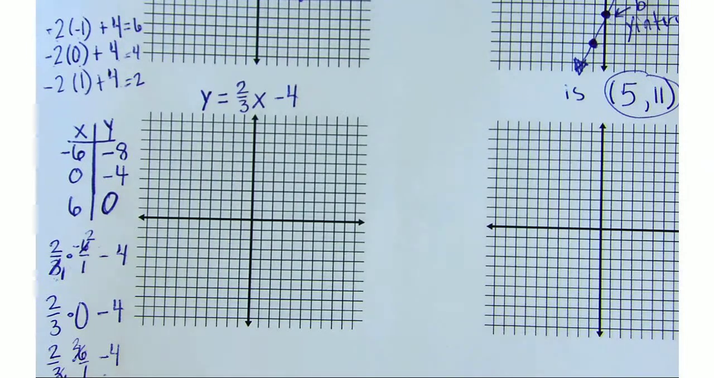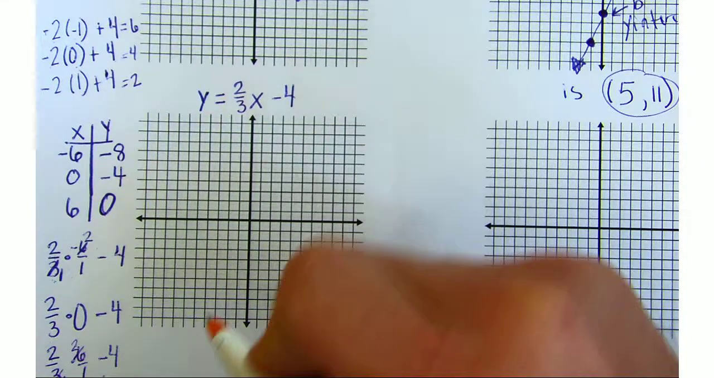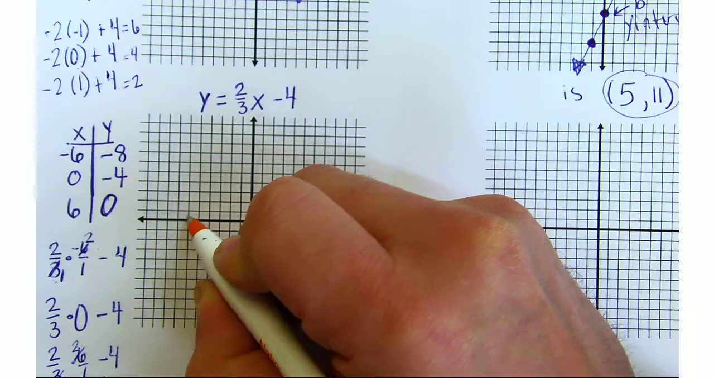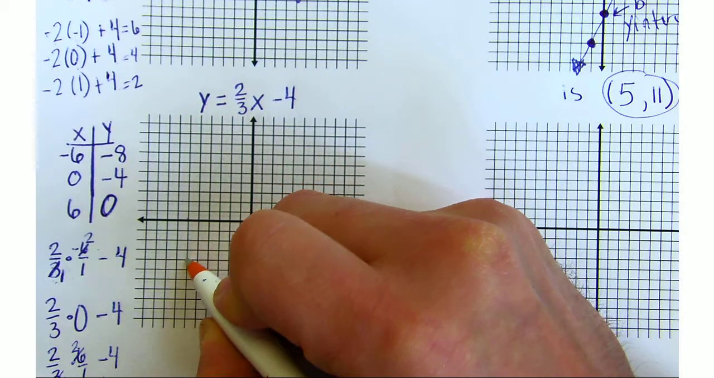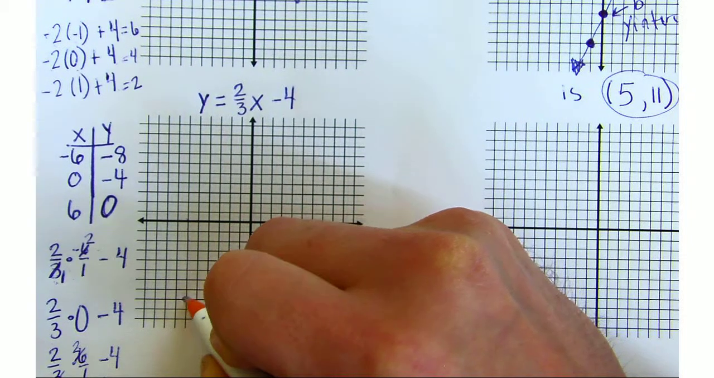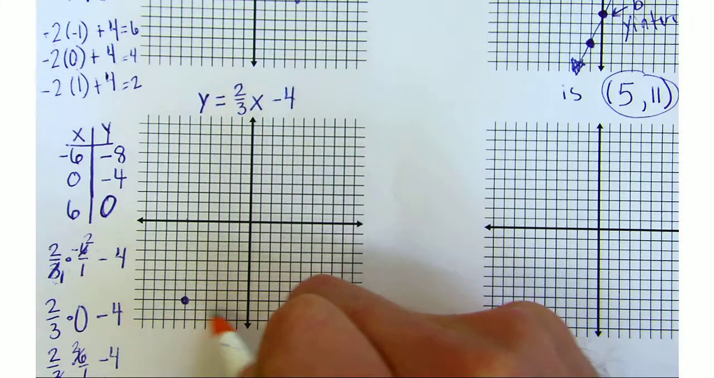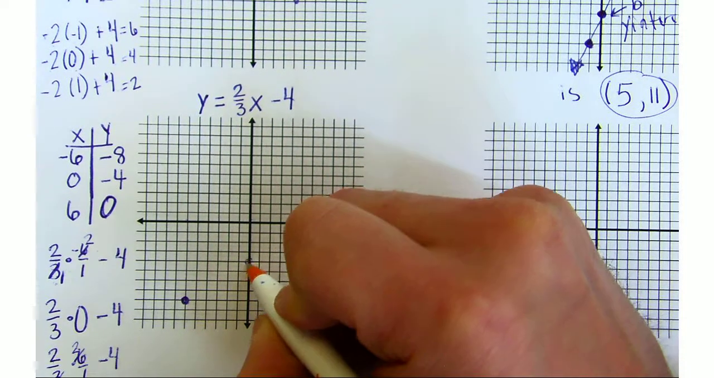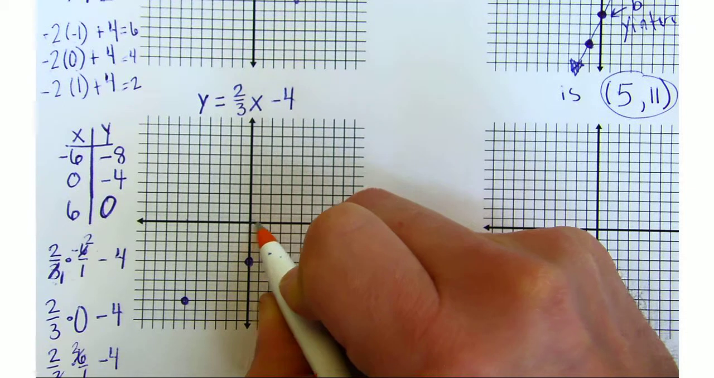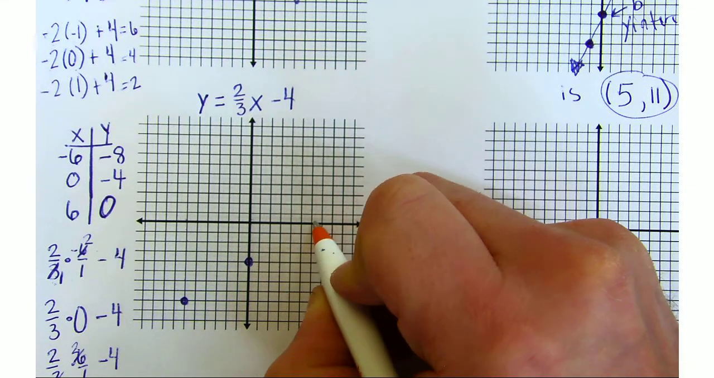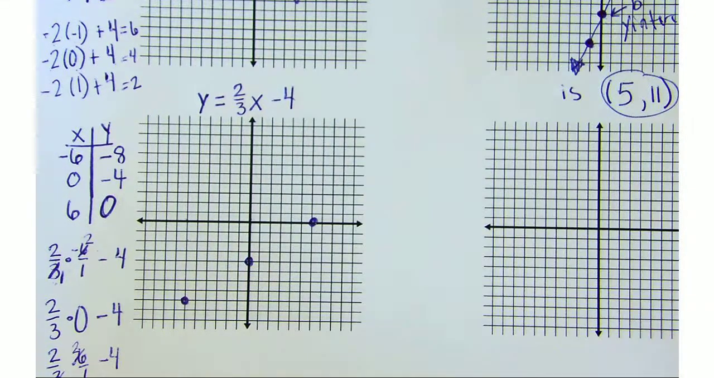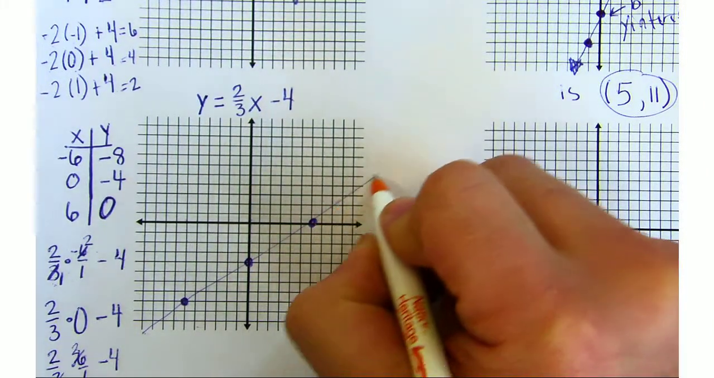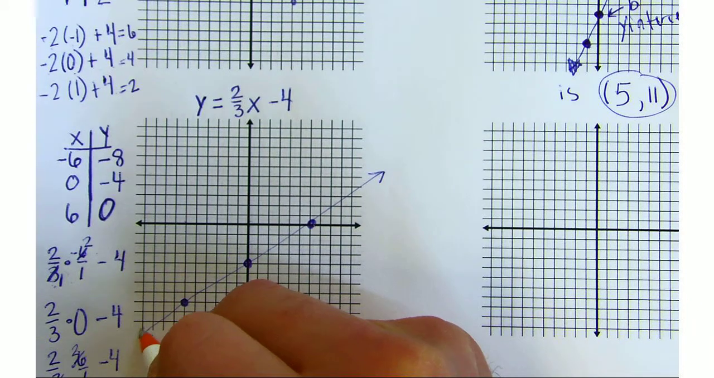So then I'm looking, okay, we have (-6, -8), (0, -4), and (6, 0). So you'll notice about this, again, it's a straight line. We're going to put arrows on both ends. It's going to go forever in each direction.